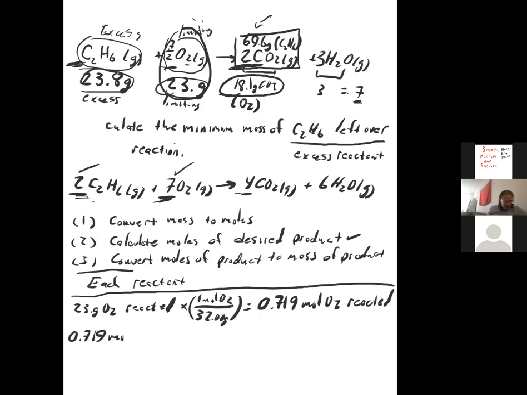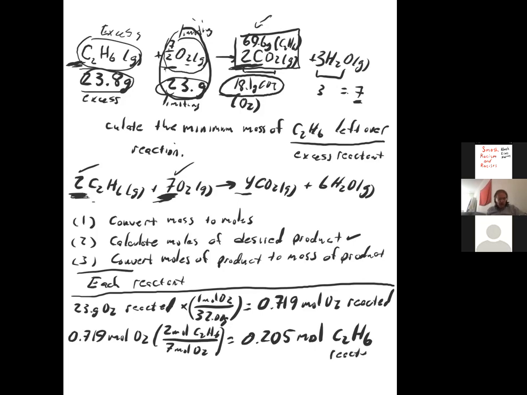0.719 moles of O2 times 2 moles of C2H6 for every 7 moles of O2. Okay? 2 sevens, right? Every time 7 of these react, 2 of those react. So multiply that by 2 sevens. You get 0.205 moles of C2H6. Okay? That's how many moles of C2H6 react.